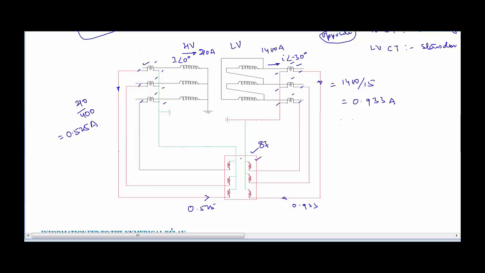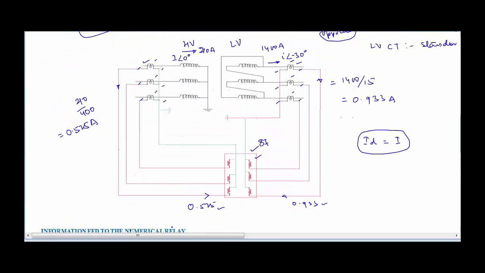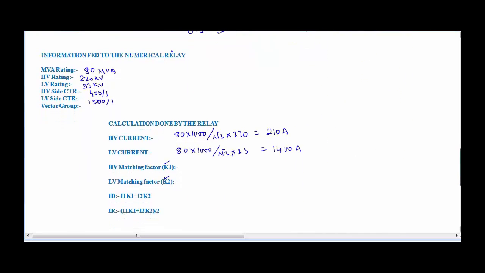So even if the relay is taking care of phase compensation, if we are giving the information regarding the vector group of the transformer, but we are not going for amplitude compensation, then it is always going to measure a differential current. So there will always be a current flowing in the differential coil, and the relay is going to operate. Thus it will never allow the transformer to come into service if differential protection is in service. So this amplitude matching is done by these two factors, which are calculated internally by the relay.